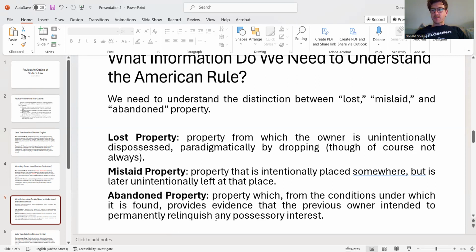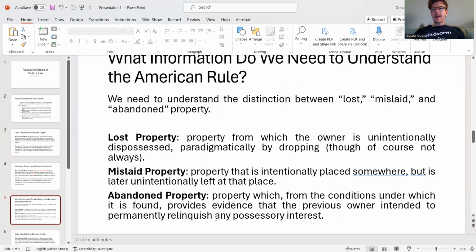And that's property which, under the conditions in which one would find it, provides evidence that the previous owner intended to permanently relinquish possession of it. So stuff that's thrown away looks like it's abandoned. And when the conditions under which the item is found provide that kind of evidence to you, the court will be more likely to classify that kind of item as abandoned and not mislaid and not lost.